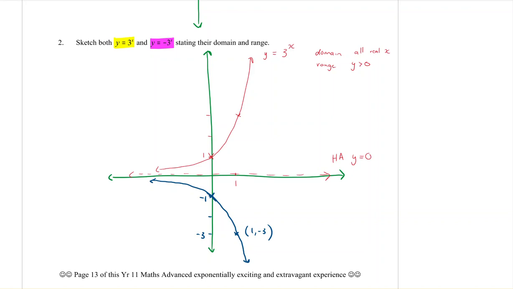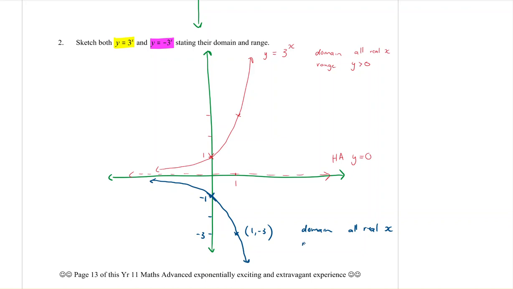Okay, so a minus sign in front of the x flips it across the y-axis. A minus sign in front of the 3 flips it over the x-axis. Oh wait, I didn't finish. I need to do the domain and range of that one. My domain is, what are my x values? I can still have all of them, all the positive, all the negative, all real x.